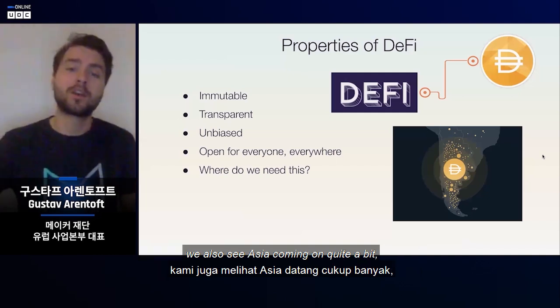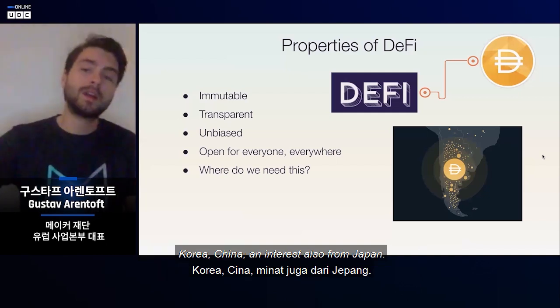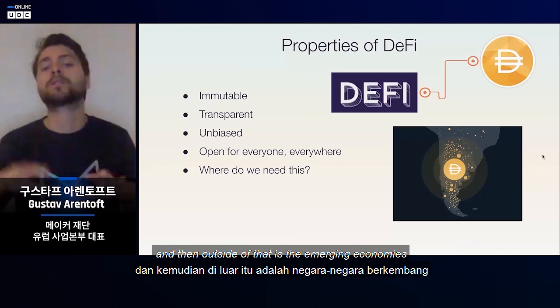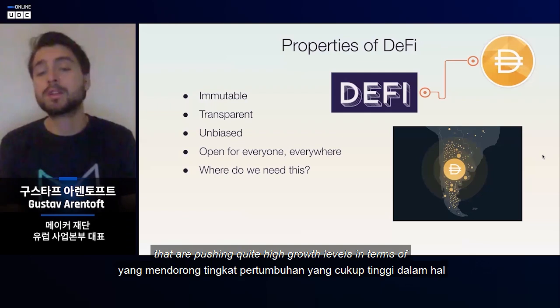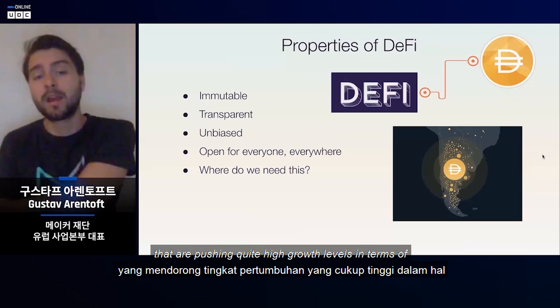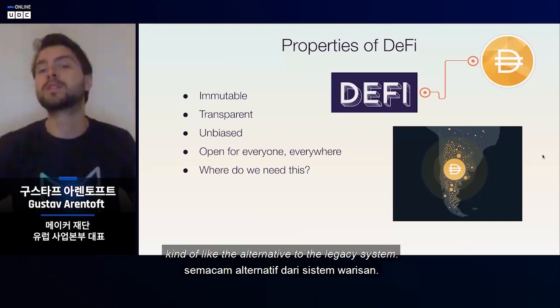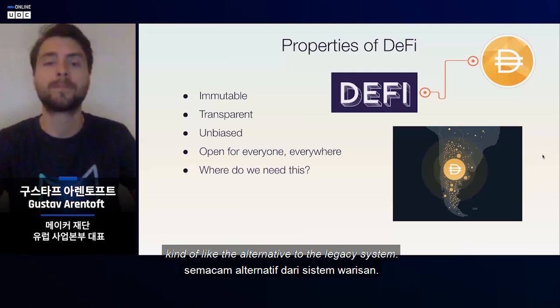We also see Asia coming on quite a bit, Korea, China, and interest also from Japan. And then outside of that is really the emerging economies that are pushing quite high growth levels in terms of being part of decentralized finance, kind of like the alternative to the legacy system, right?